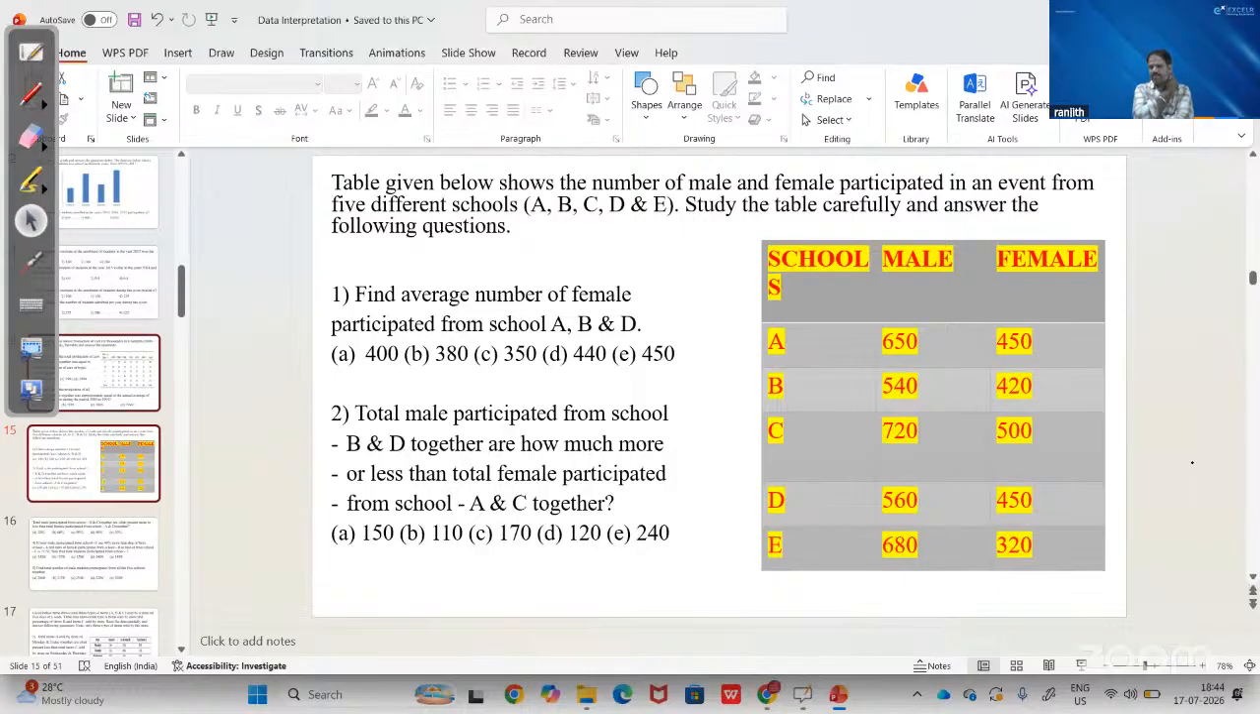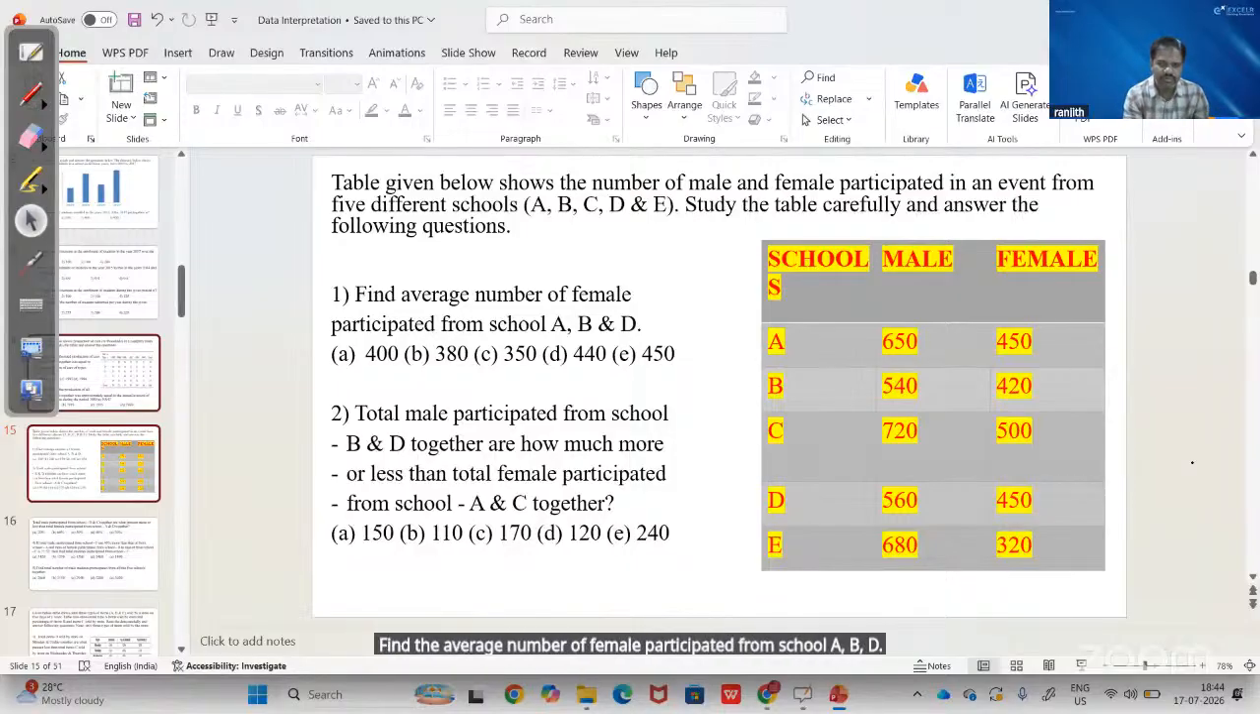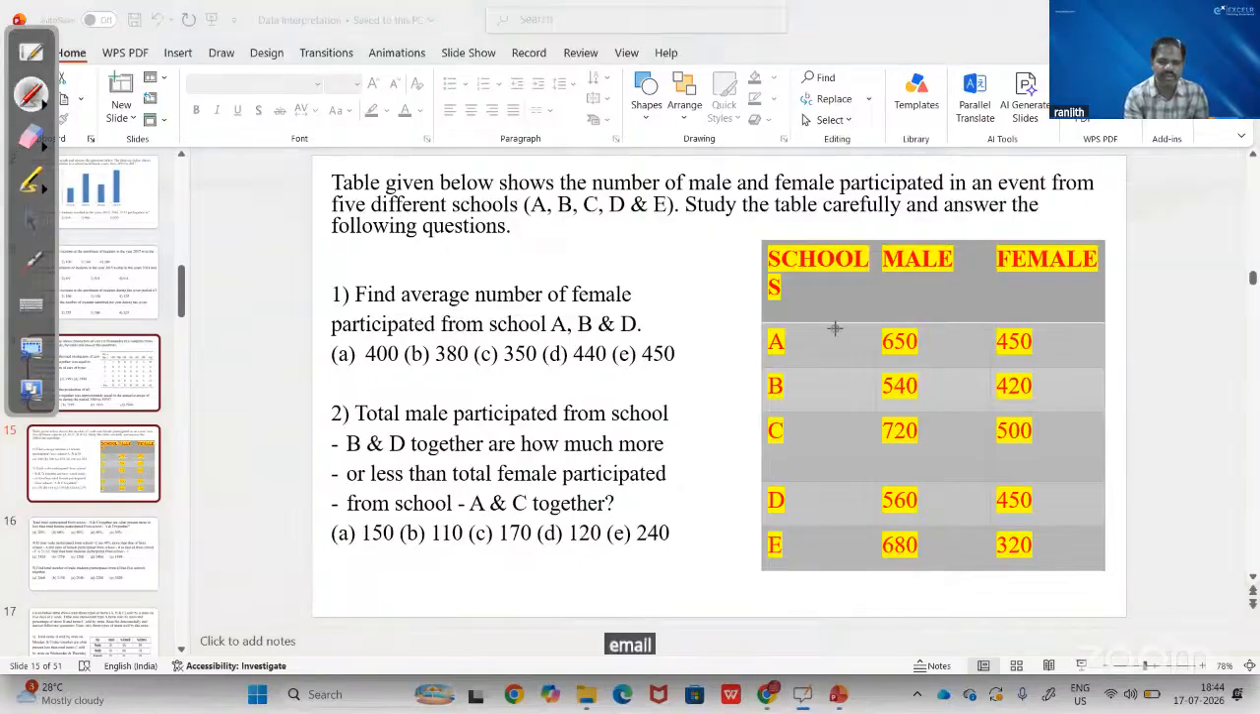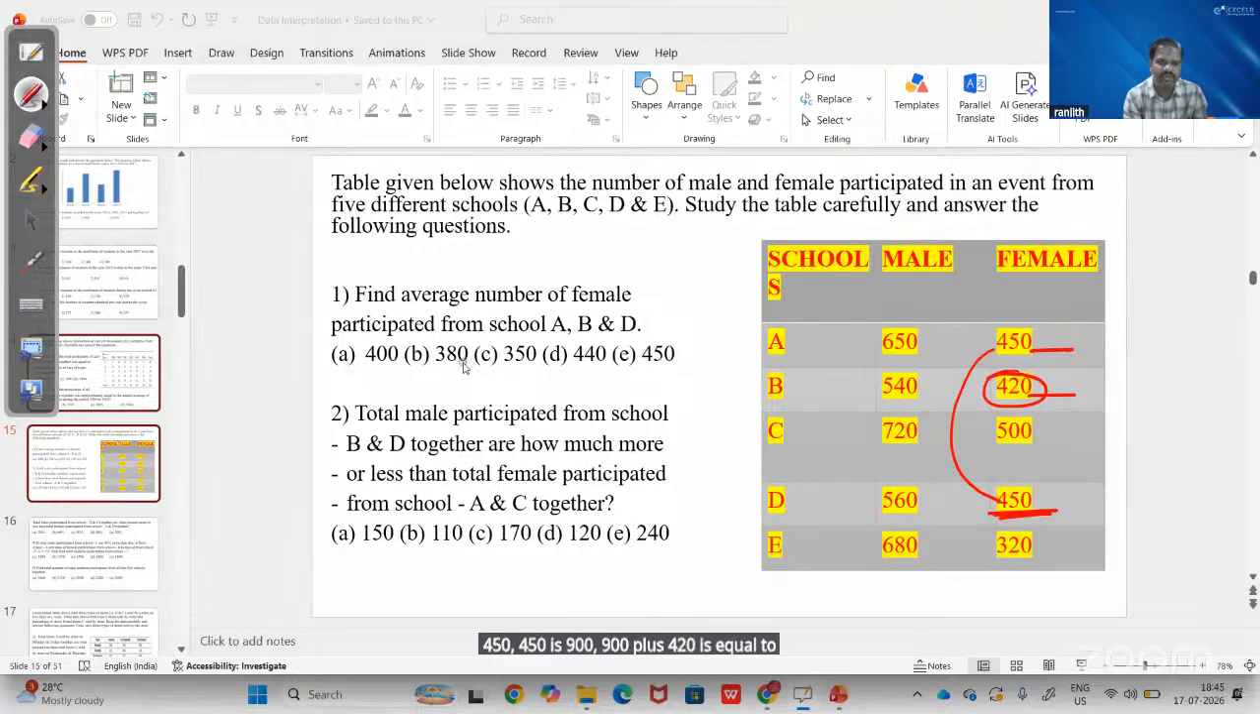Some data is given: schools A, B, C, D, E, with male and female students. Find the average number of females who participated from schools A, B, D. Females from A, B, D: 450, 420, and D is 450. 450 plus 450 is 900. 900 plus 420 is 1320. 1320 divided by 3 is 440. So the answer is 440.